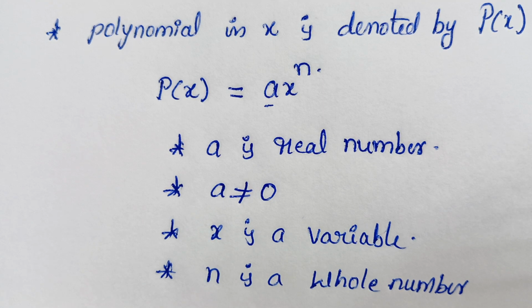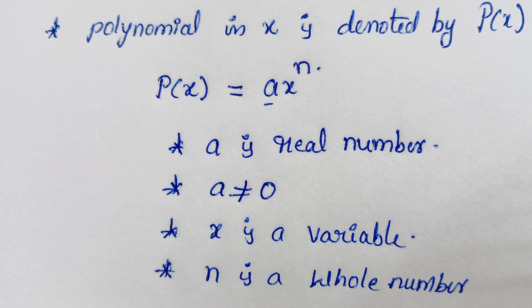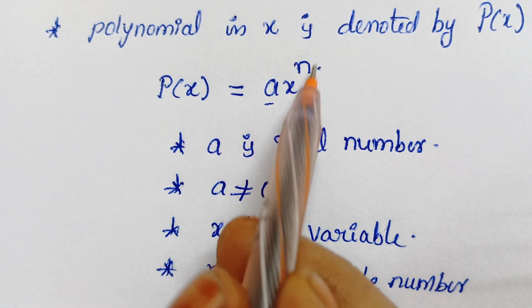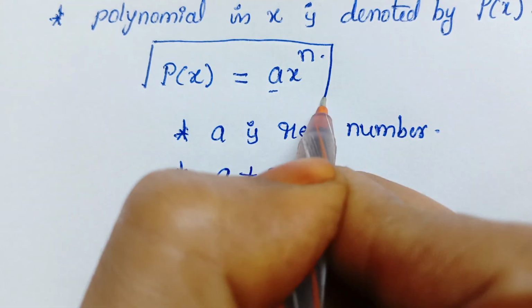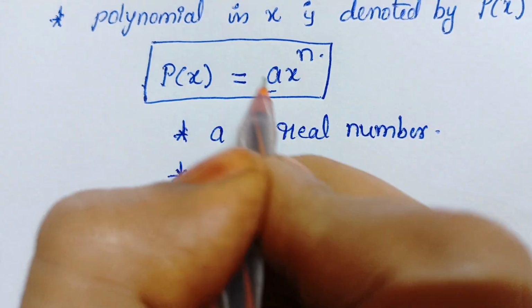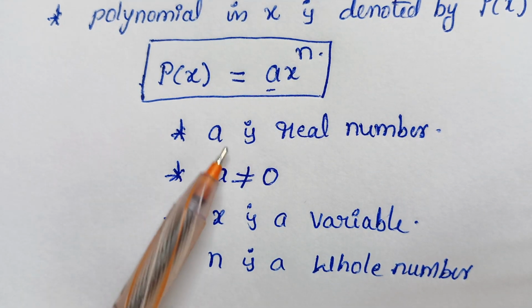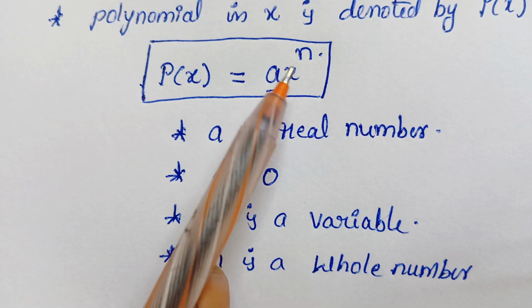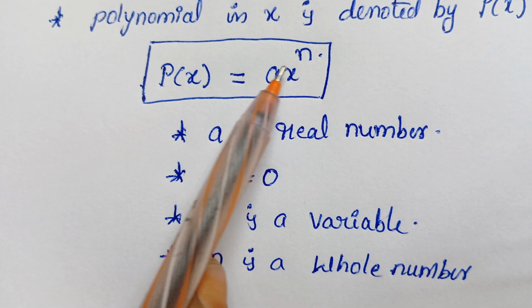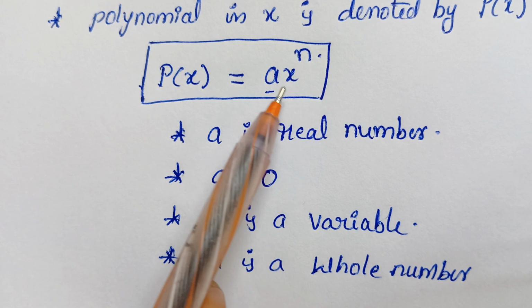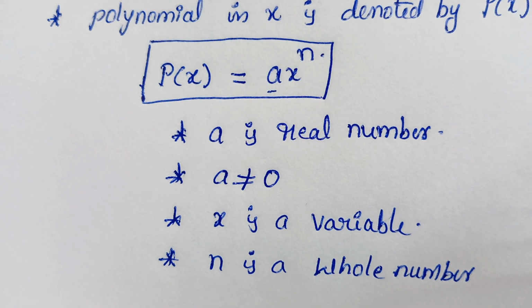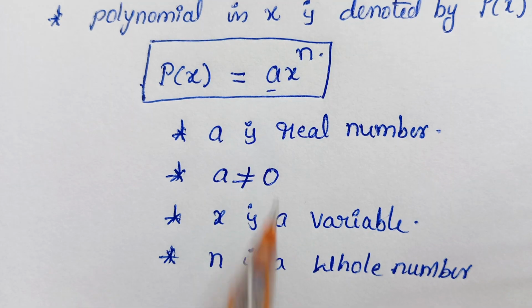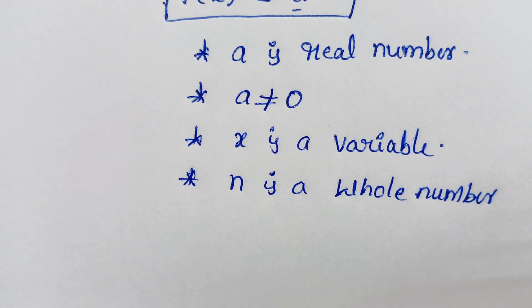What is a polynomial, and what is not a polynomial? To identify this, the point that n is a whole number is very useful, and you have to remember it. A polynomial in terms of x is a into x power n. These are the main points to identify a polynomial, and you have to remember them: what is a, what is x, what is n, and what are the limitations. If a is equal to 0, then no polynomial will come, because with a coefficient of 0 the total will be 0. Okay, this is the polynomial.